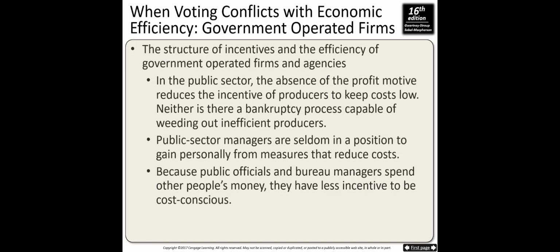And the next inefficiency is in the structure of incentives and the efficiency of government-operated firms and agencies. In the public sector, the absence of the profit motive reduces the incentive of producers to keep costs low. Neither is there a bankruptcy process capable of weeding out inefficient producers. In the public sector, managers are seldom in a position to gain personally from measures that reduce costs. They don't reduce costs, instead they increase the costs, because when they have more budget, they can be more effective. But we don't know if this budget is used for an efficient project or not. Because public officials and bureau managers spend other people's money, they have less incentive to be cost conscious.